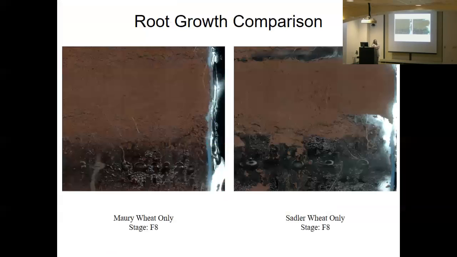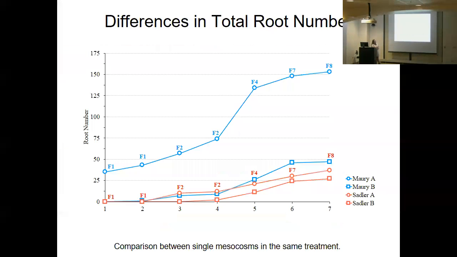It's a little harder to see the wheat roots because they're a much finer root system, but you can begin to see some of the roots growing in the Mori versus very fine, almost very thin roots right here in the Sadler. And I've been working on tracing these. We are again seeing differences in the number of roots.